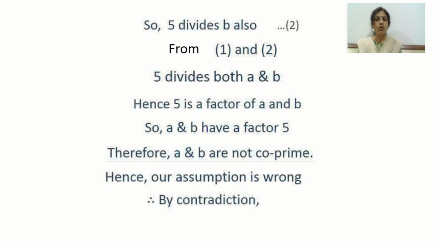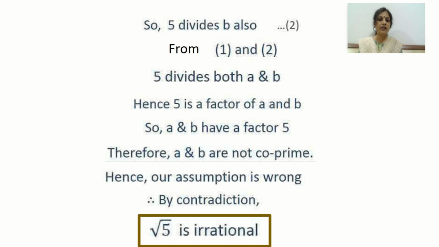So by contradiction we can see that square root 5 is an irrational number. In the beginning we assumed that square root 5 is a rational number, and any rational number can be written in the form a upon b, where a and b are co-primes. And the meaning of co-prime is that both the numbers have only one common factor, that is 1. But when we solved the sum, we got to know that a and b have one more factor, that is 5. So they do not have only 1 as a common factor; they have 5 also as a factor. And therefore our assumption that square root 5 is a rational number is wrong. This contradicts our statement, and so we can say that square root 5 is an irrational number.